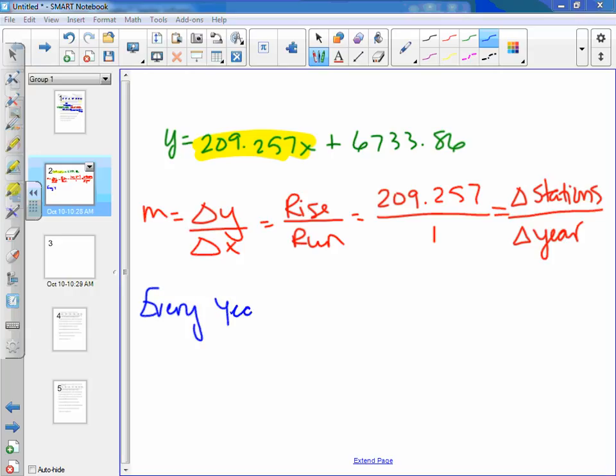Every year, we add 209 stations. Why am I leaving off the 0.257? Because I can't add a part of a station. I am either adding the whole station or I'm not adding any of it. Come on, Mitch.